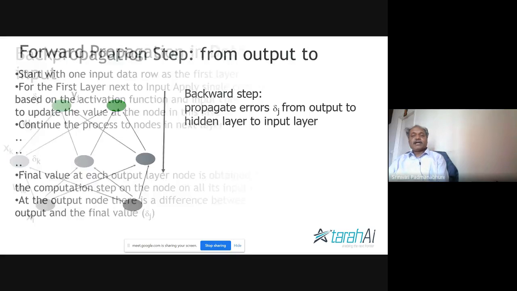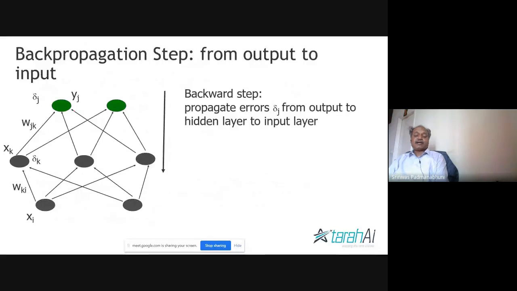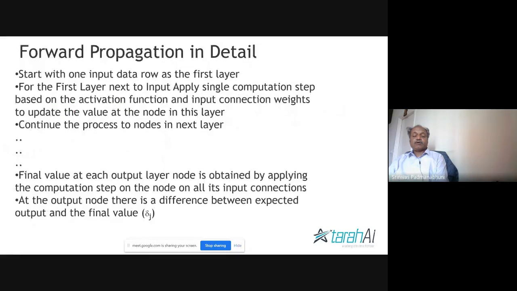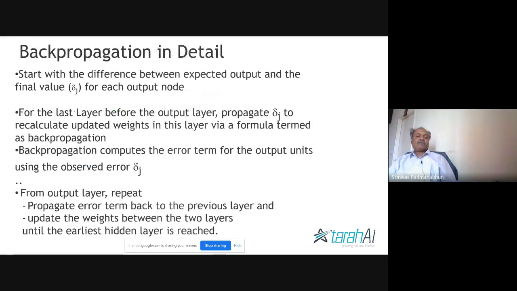Based on that, you compute the forward step, right? Basically, the forward step is sigma wxi applied with the activation function. You compute the next node, like that. But now, when you have found that there is a delta difference between the actual and the final output at the output node, what you need to do is propagate the errors from the output layer back to the previous layers, and you update the weights. And that is exactly what happens in backpropagation.